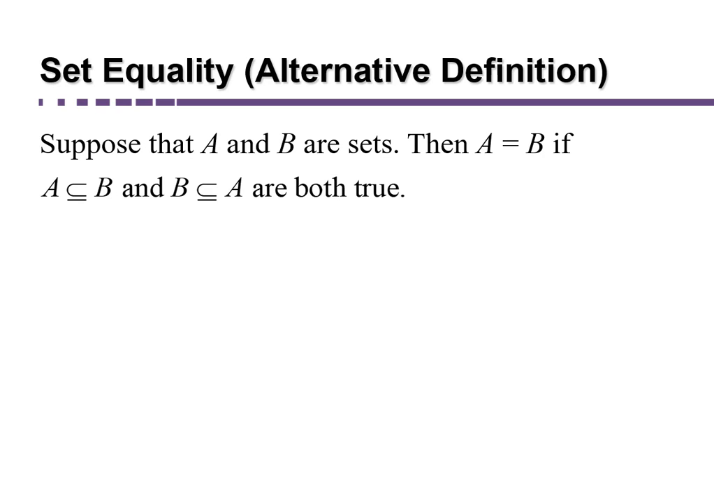Now here they're talking about set equality again. Suppose that A and B are sets, and A equals B. Well, B then is a subset of A, and A is a subset of B. So what we've just said holds true, and there is the rationale for it.